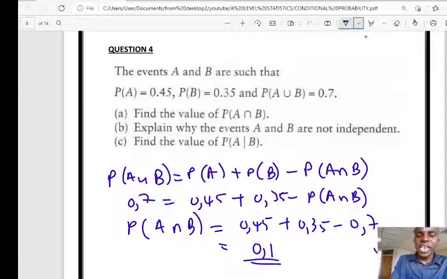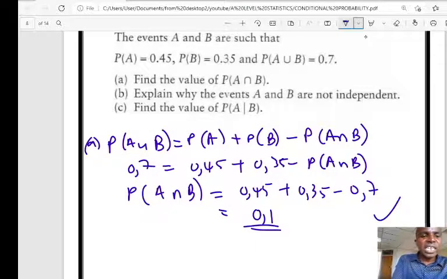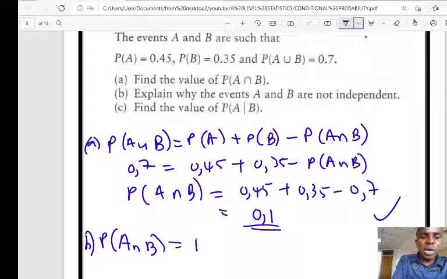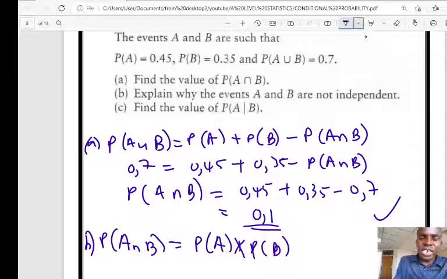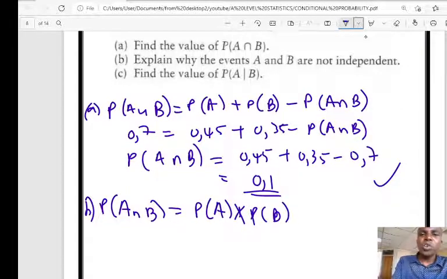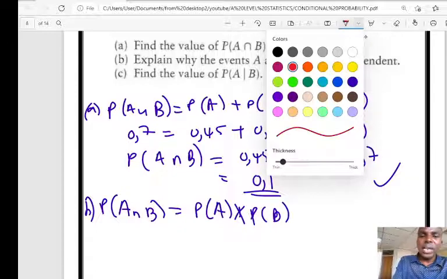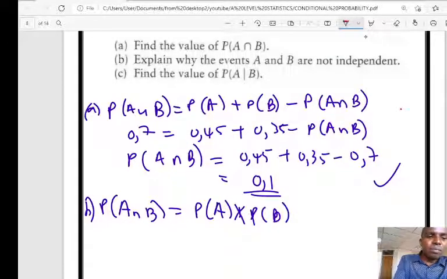Then we can say done. Next, that was part A. Part B, explain why the events A and B are not independent. If they are classified to be independent, then probability of A intersection B must be equal to probability of A times probability of B. So if they are not independent, then these must not be the same. Their probabilities must not be the same, right?